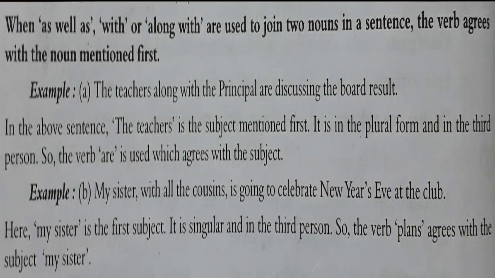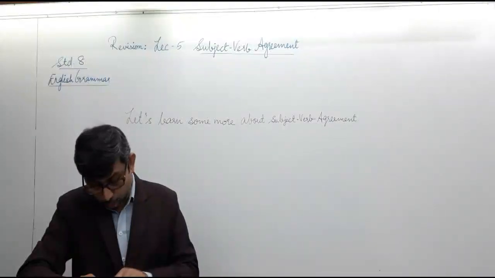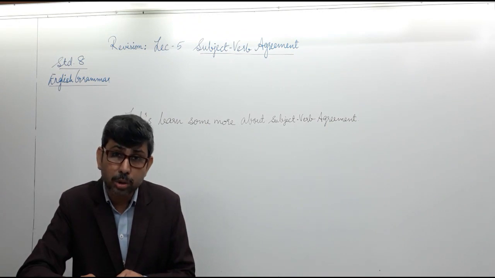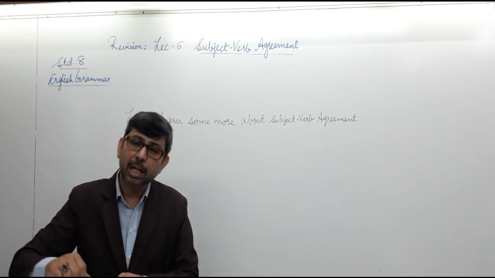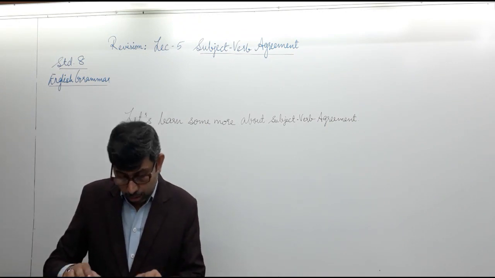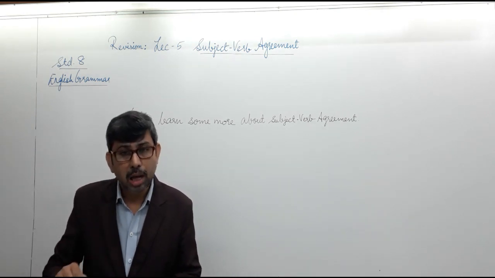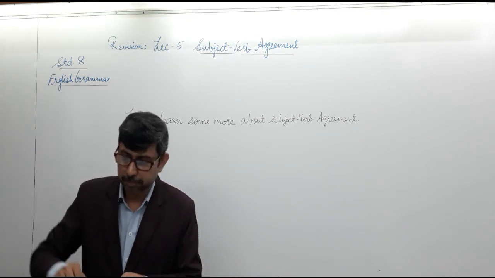Here, my sister is the first subject. It is singular in the third person. So the verb is agrees with the subject, my sister. I hope this rule is now clear to you. Let us now take up a short exercise regarding these rules and understand them better.